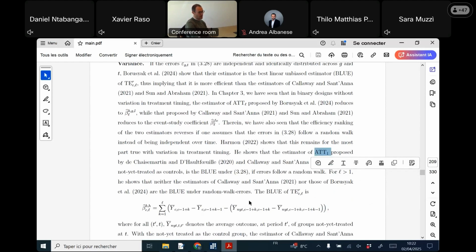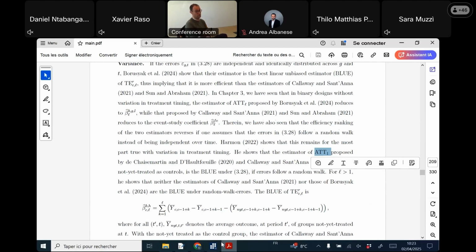So remember, the Callaway-Sant'Anna estimator is going to compare the C-1 to C-1 plus L outcome evolution of cohort C and the not yet treated at C-1 plus L. Well, we can do a little bit better than that by, instead of computing one long difference, chaining first differences, where the control group can be a bit bigger than just the not yet treated at C-1 plus L in each of the first differences.